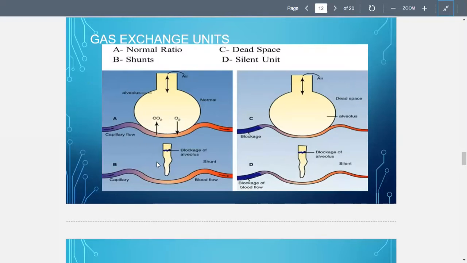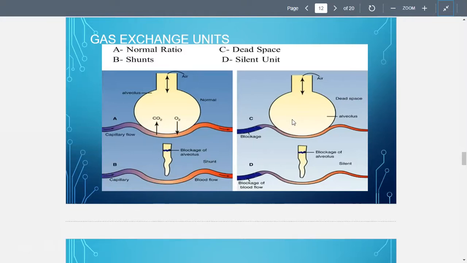But look at B. B is a shunt. Look at this alveoli. For some reason, there's a blockage there. It makes that alveoli collapse. This alveoli has collapsed, but the blood flow is good. Look at that blood flow. You got wonderful blood flow, but no ventilation. That is a shunt. All right.